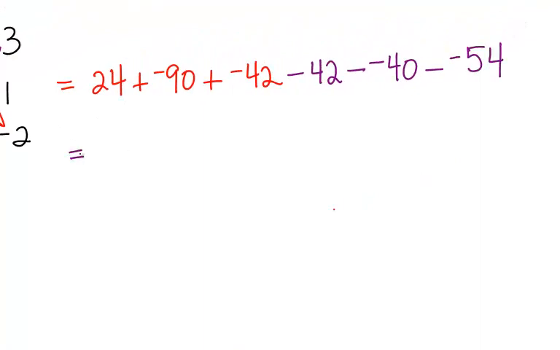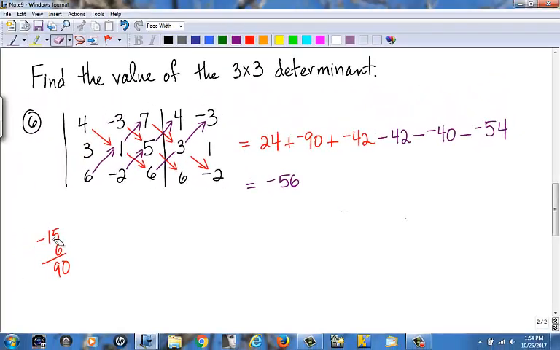Okay? And then you simplify all that, and you should get, I ended up with a negative 56 for the final answer. And you can use your calculator on that part. So the main thing is you multiply down, and you add the diagonals going to the right. You subtract the products coming back up. Okay? Okay. Last example.